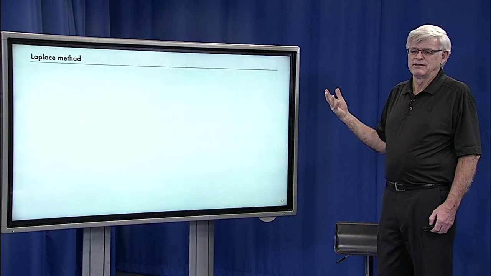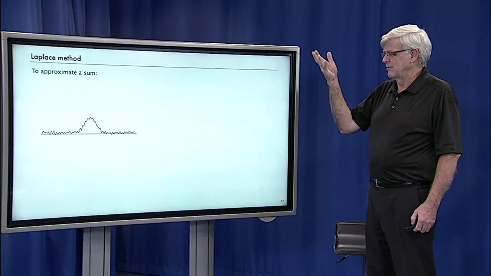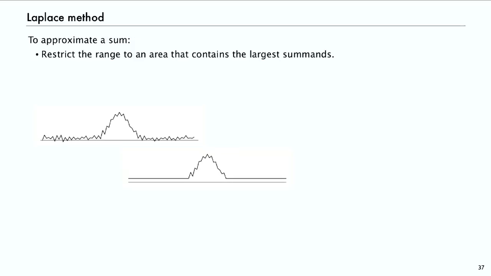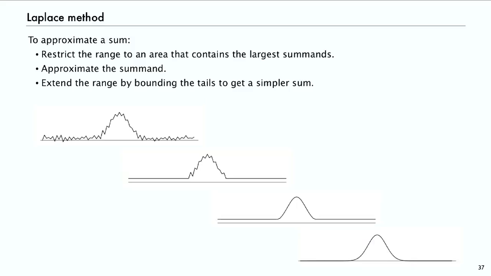The general method is referred to as the Laplace method. If you have to approximate a sum, and this is just a schematic representation of the situation, what usually winds up being effective is that the tails are going to be small, so we'll restrict the range to an area that has what counts, and then find an approximation that works there. And then what we can do is extend the range. The point is that that approximation usually is also going to be very small on the tails, so we can just extend the range back out.